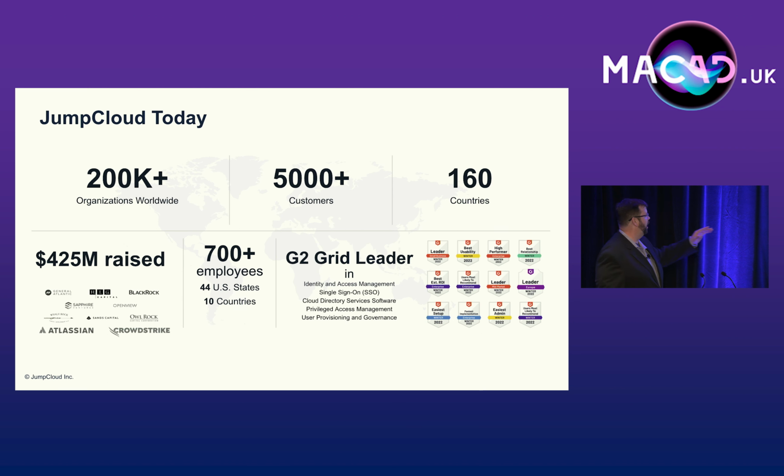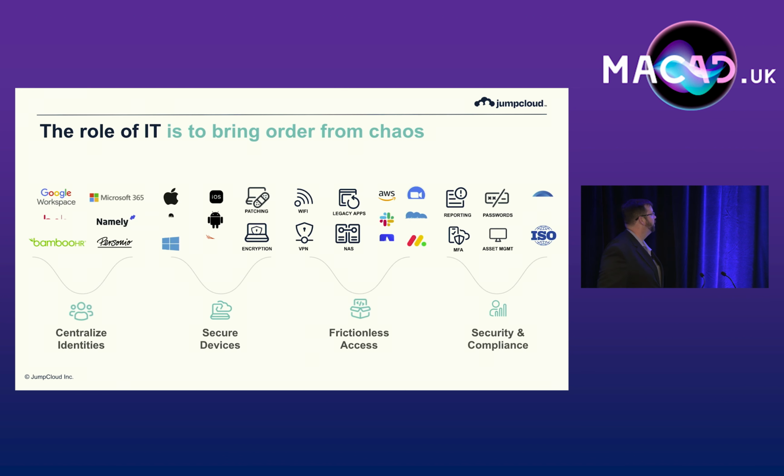I was going to say we're a G2 grid leader in all sorts of things, including identity and access management, single sign-on, and we support more than 200,000 organizations worldwide. We've raised a bunch of money. We have a bunch of people. We're in 10 countries right now, and we're a fairly effective organization for managing not just your identity, but your users and your devices as well.